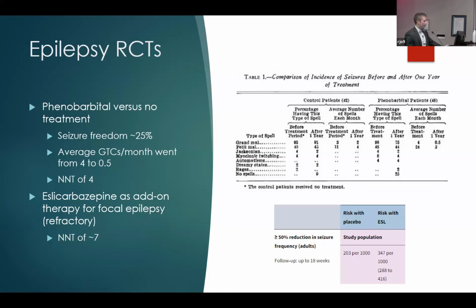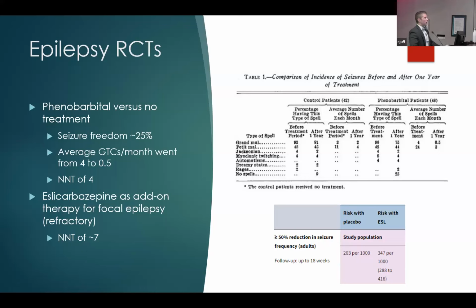This was a more recent study with eslicarbazepine as add-on therapy in focal epilepsy. I actually was surprised how well it did, but in their cohort, they had about 150 out of 1,000 improvement, 203 to 347 at 3-month follow-up, saying that it was a greater than 50% reduction in seizures. So that difference, 150, 15% essentially difference. So number needed to treat was 7. So a more recent example of add-on therapy in epilepsy.